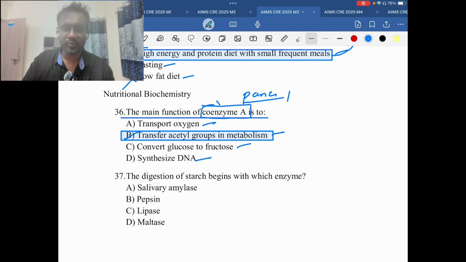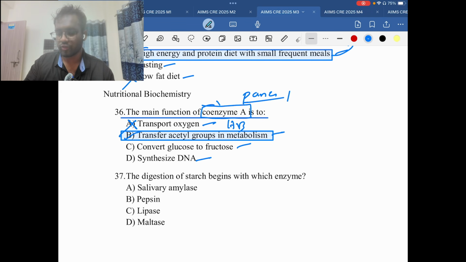The transportation of oxygen is the work of hemoglobin, so this is also not the answer. Converting glucose to fructose is a different cycle. It comes into glycolysis. So this is also not the answer. And synthesis of DNA is also not the answer. So the answer will be B, transfer of acetyl group in the metabolism.